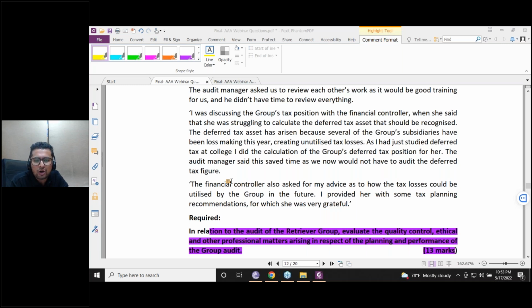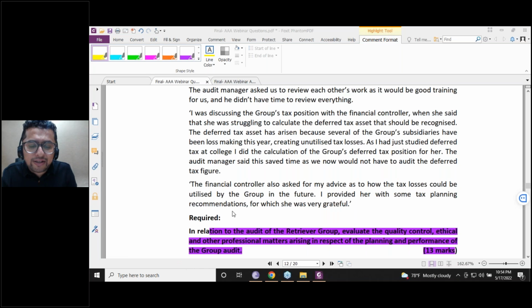The financial controller also asked for my advice as to how the tax losses could be utilized by the group in the future. So they are asking for your advice. This could lead to advocacy threat. I provided her with some tax planning recommendations for which she was very grateful. Tax computation, tax return does not create any ethical threat. But when you perform tax planning, this leads to self-review threat.